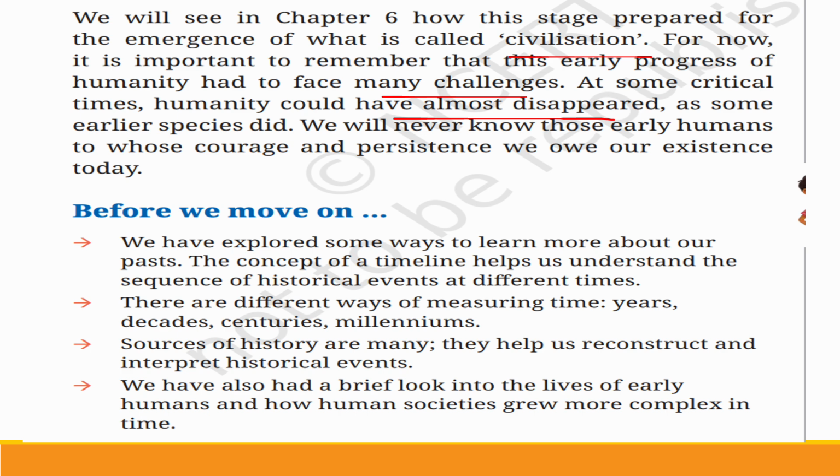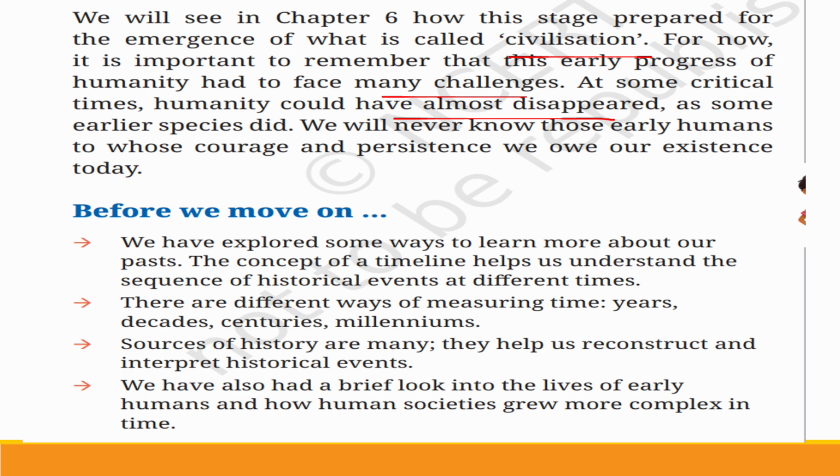So, this stage prepared for the emergence of civilization. Civilization is a complex society that has developed a culture, technology, and social organization. Then, throughout human history, there have been several instances where humanity faced existential threats that could have led to near extinction. Some of these events include volcanic eruptions, ice ages, disease outbreaks, nuclear war, climate change, etc.